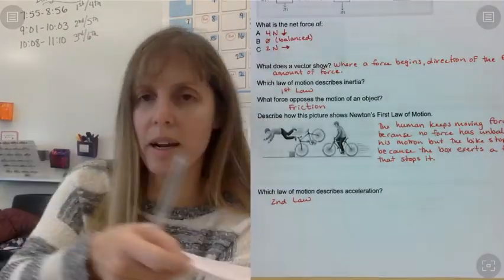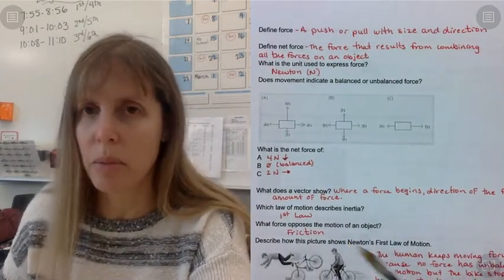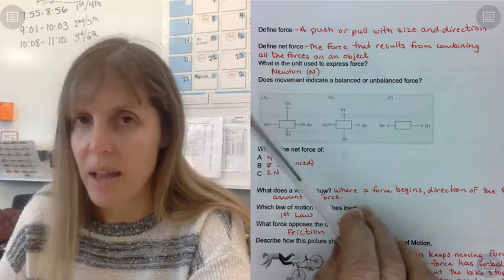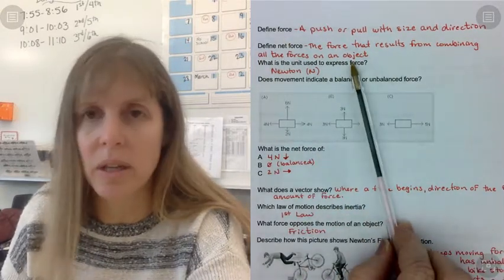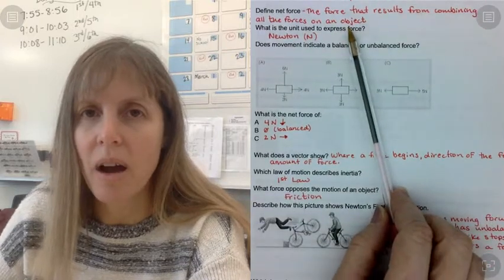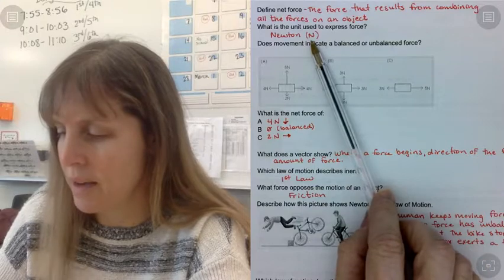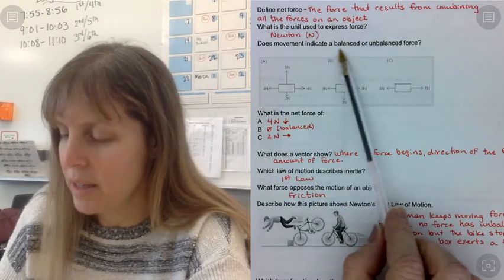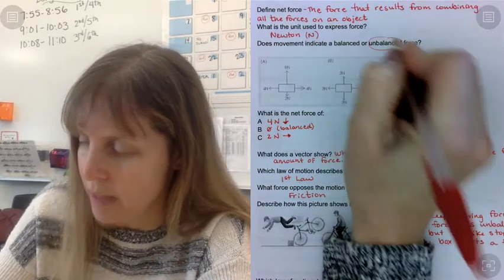All right, let's look at the next page. A force is a push or pull with size and direction. Net force is the force that results from combining all the forces on an object. The unit used to express force is Newton, abbreviated with an N. Does movement indicate a balanced or unbalanced force? Movement indicates an unbalanced force.